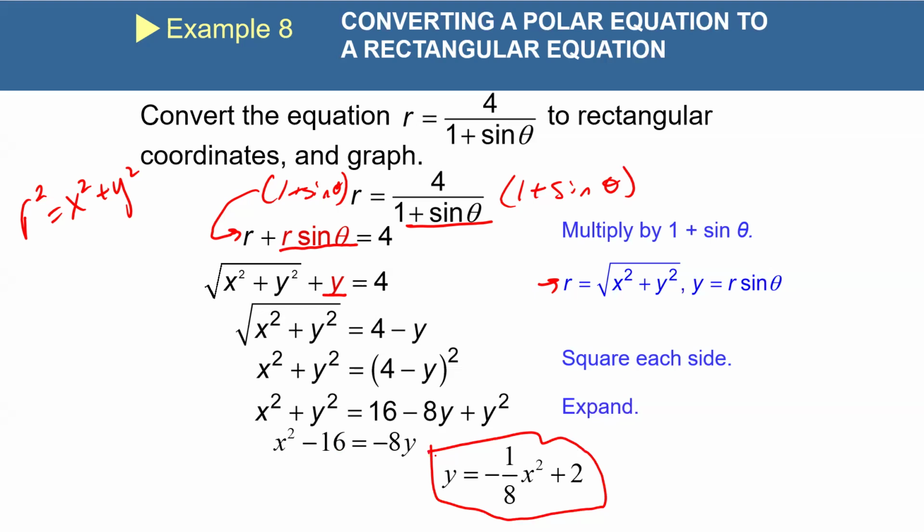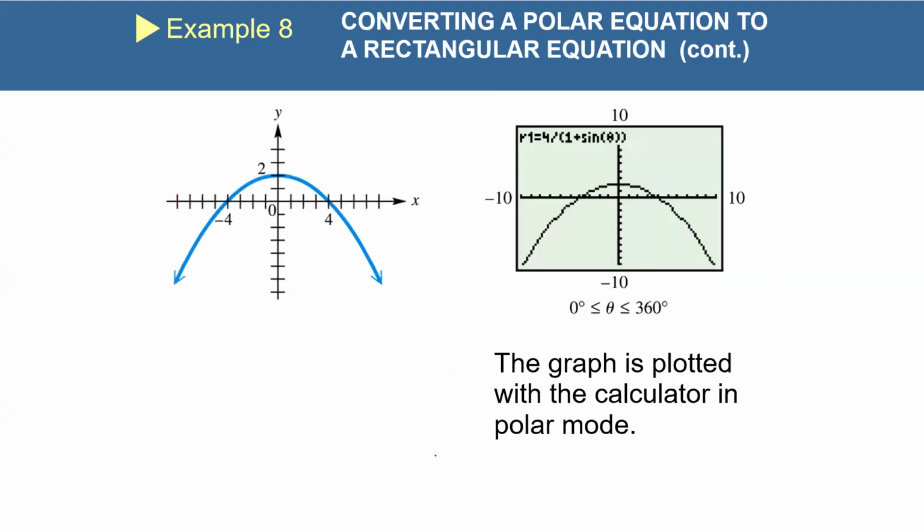All right, what shape would that make? What kind of parabola? An upside down, a negative parabola. Bam. We did it. Yay.